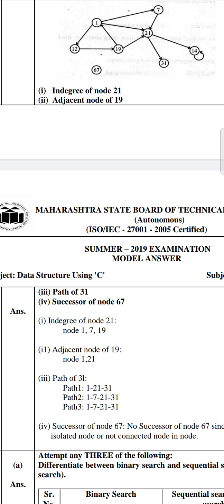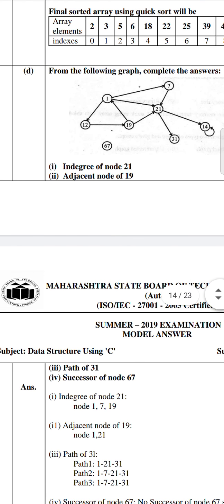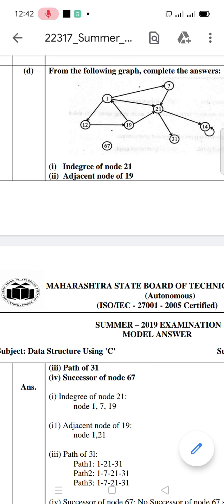Okay, and the last bit is successor of node 67. So if you observe this node 67, this node is a singular node, it is not connected to a graph. It is present in this diagram, but it is not connected with other nodes in the graph. It is not connected with any node. It is not connected with 12, 19, 21, 31, 14, any node. There are no incoming edges to 67, there are no outgoing edges from 67.